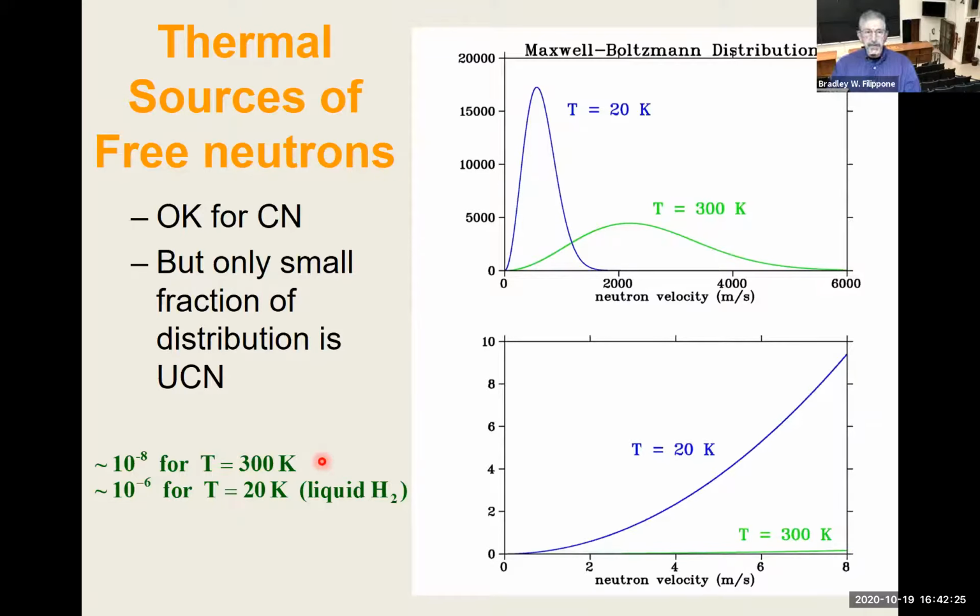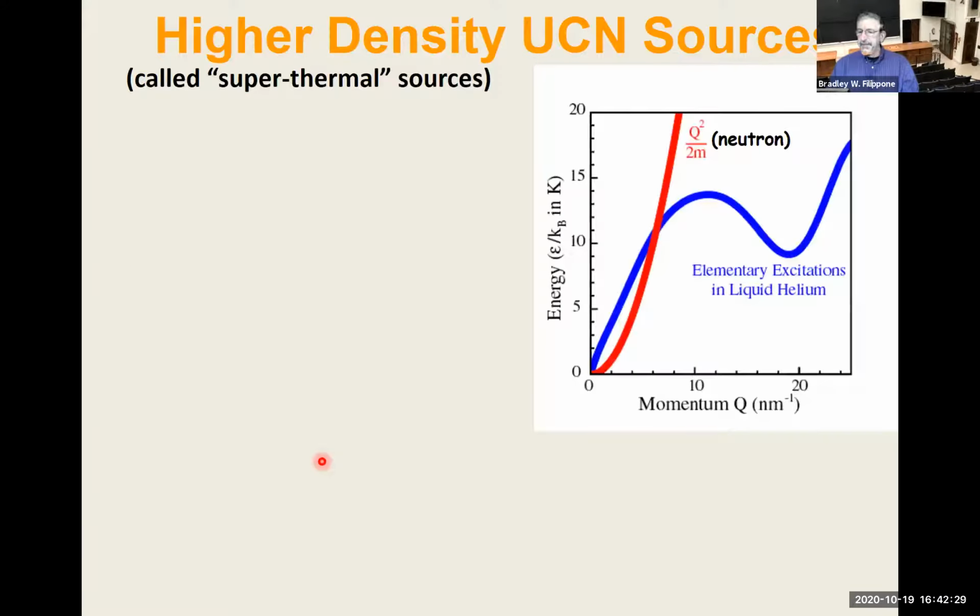There's another trick, which was discussed in the 60s and 70s, and that's something called superthermal sources. It's super only because it sounds good. It's really that they're non-thermal. These are sources, these are moderators, where you don't let the neutrons come into thermal equilibrium, because if you did and you wanted ultra cold, they'd have to be 5 millikelvin, which you're never going to keep.